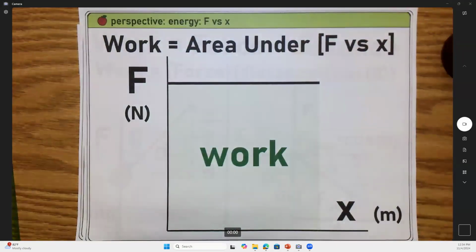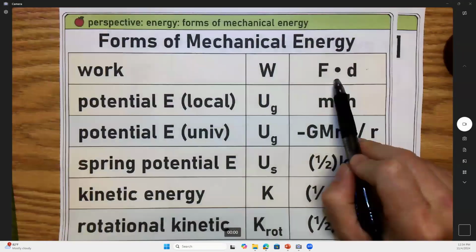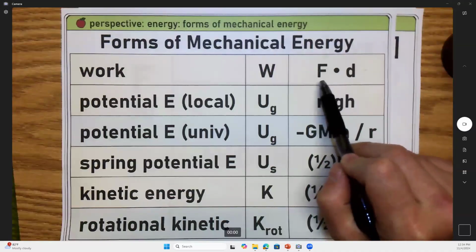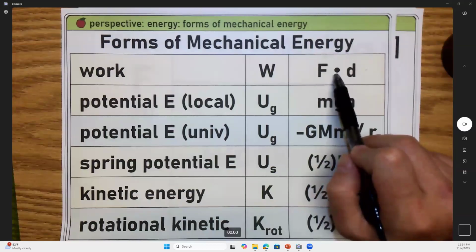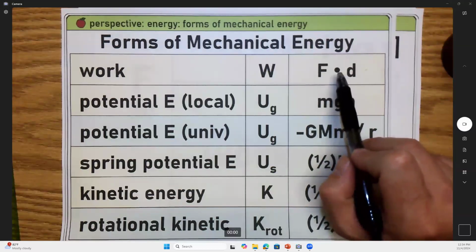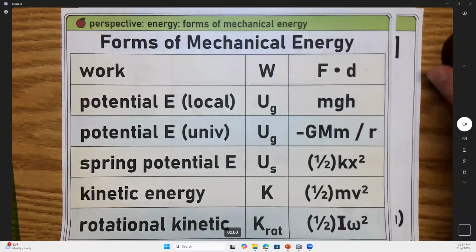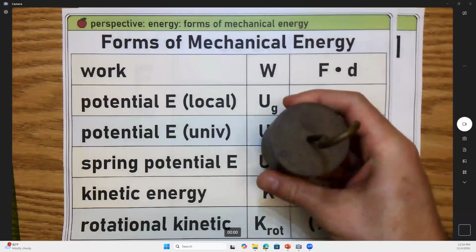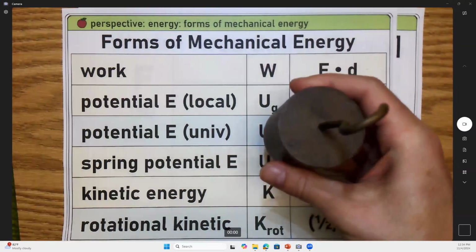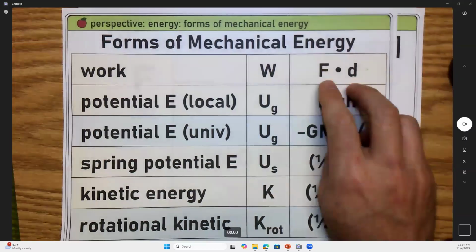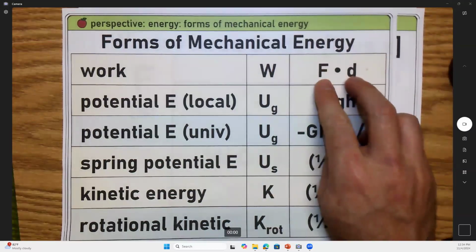Which brings me to this dot right here. You guys see this dot? Does this dot mean multiply? Yeah, force times distance, right? But it's a special kind of multiplication called a dot product. You guys hear that? Dot product means this: you only multiply the parallel components together. So if I lift this straight up, I am pulling straight up and it is also moving straight up. Well, that's in the same direction. So that's why I was allowed to multiply 10 newtons times 1 meter and get 10 joules.